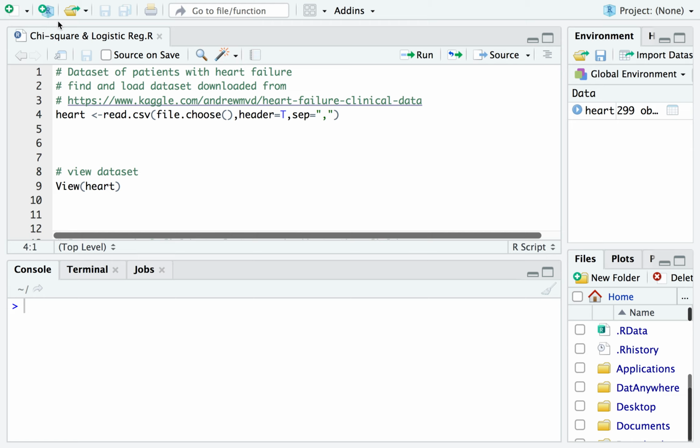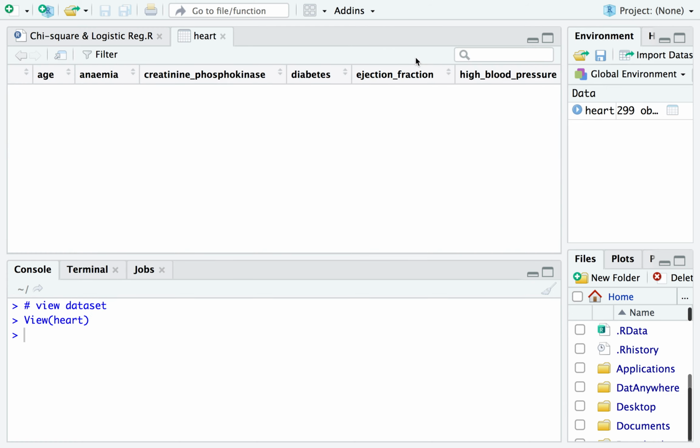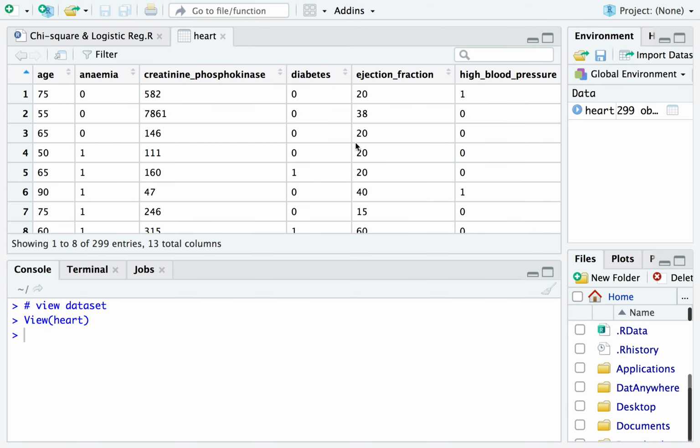So the dataset I'll be using is a popular dataset, which contains information on patients with heart failure. I've already loaded it into the global environment. It's from Kaggle.com. So let's take a quick look at the actual data set.